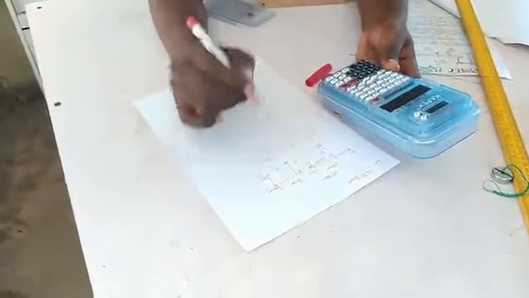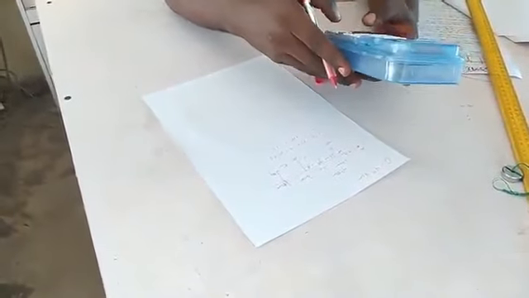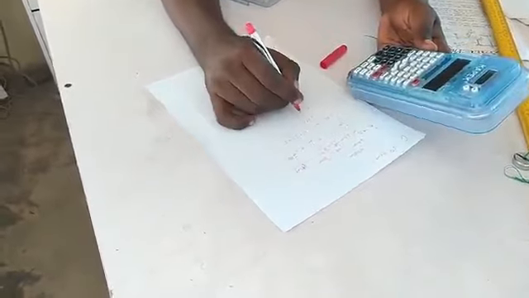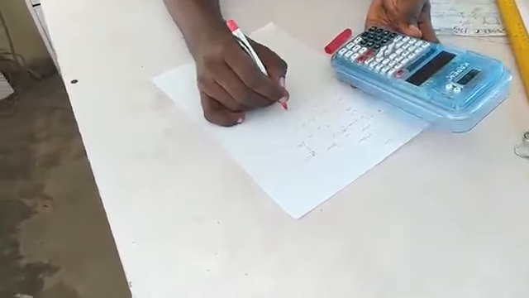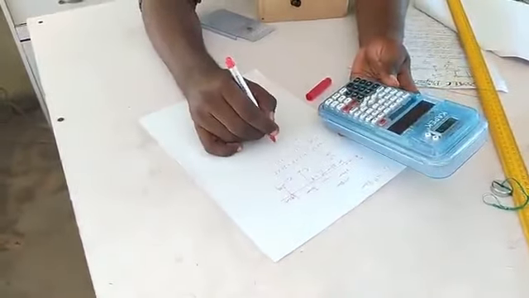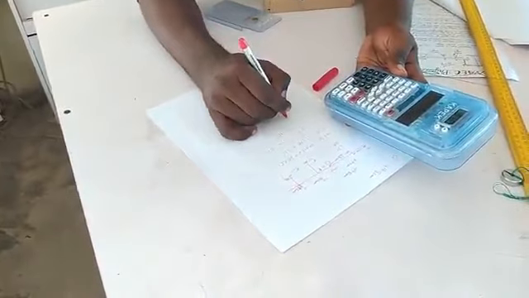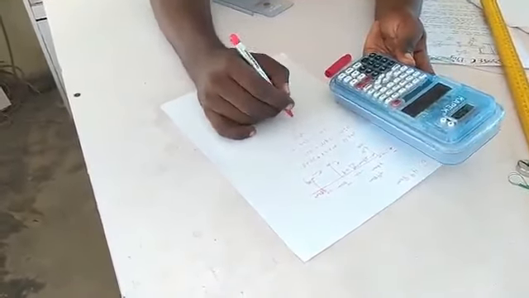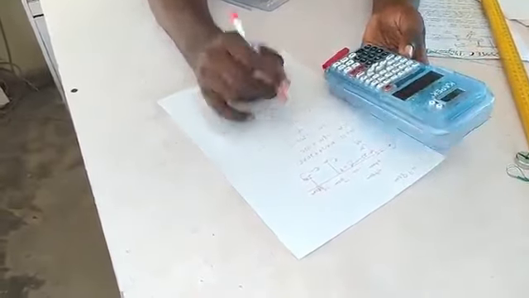That's 1,020 if I'm not mistaken. Yeah, so 12.8 M is equal to 2,500 minus 1,020. So 2,500 minus 1,020, that will give us 1,480. So the mass M of the meter rule is going to be 1,480 divided by 12.8.